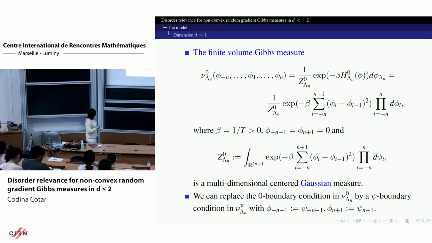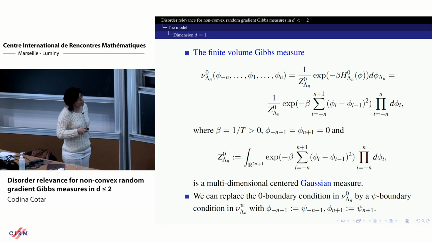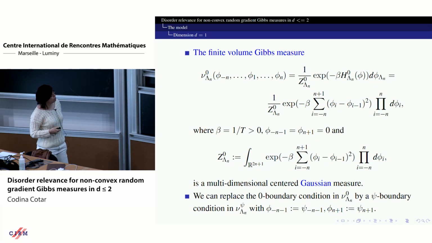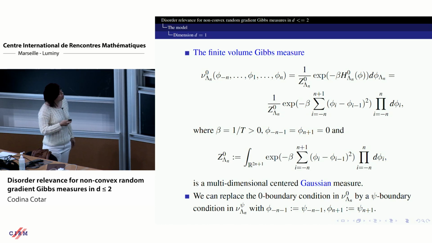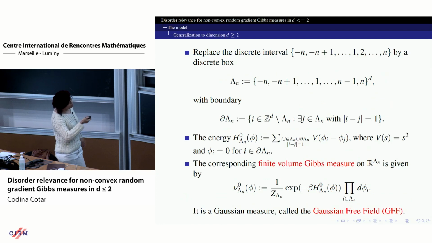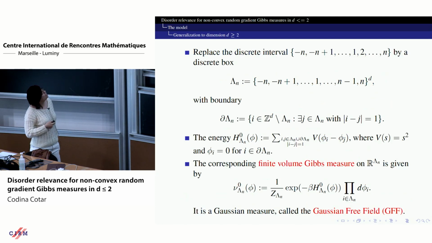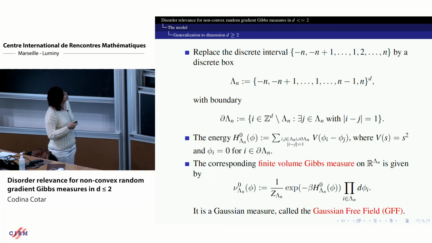As I said, we can replace the zero boundary condition by some other boundary condition psi, and later on we are going to replace it by some general boundary condition psi. This will mean that at boundary points, instead of these phi's, I will put psi. This is the very simple one-dimensional case, but of course we can do this for any dimension, and then I'm just going to replace this interval by a discrete box, which again has a boundary.